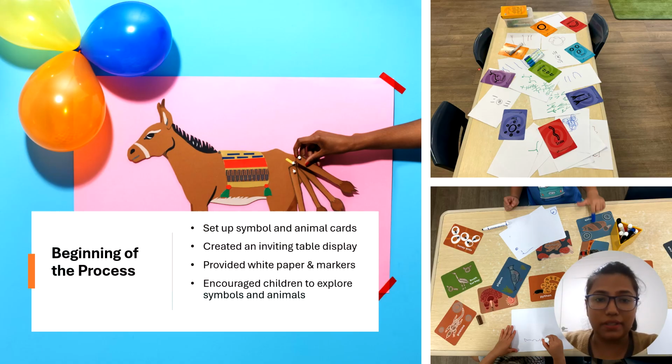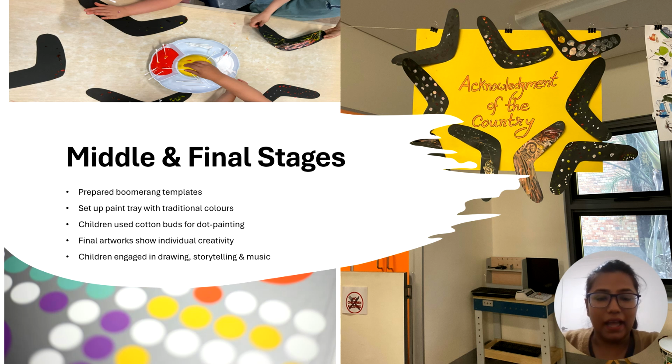We saw the process of the creation, beginning of the process. So I began by placing the Aboriginal symbol cards and animal cards on the table, and this was a visual way of inviting children to investigate and ask questions. And I set out white paper and markers so the kids could draw symbols and animals they knew and were interested in.